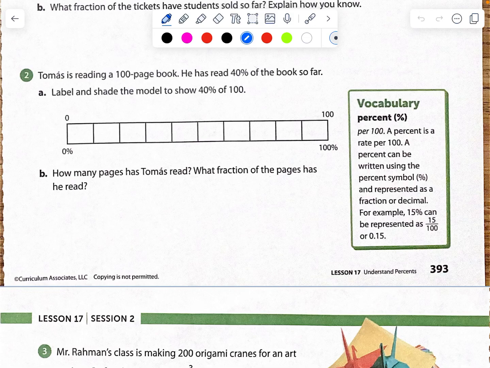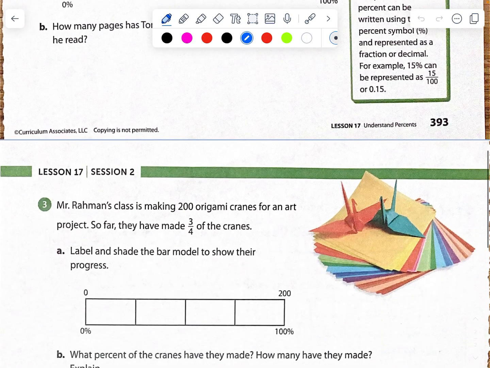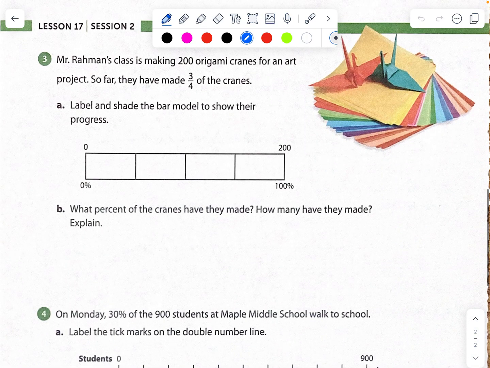Okay, today we are going to finish up that page we started yesterday. We just finished up with Tomas and his 100-page book, so we're moving on to the next page. Mr. Roman's class is making 200 origami cranes for an art project. So far, they have made 3/4 of the cranes. Label and shade the bar model to show their progress.